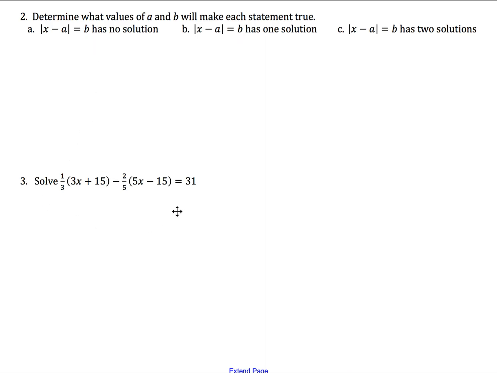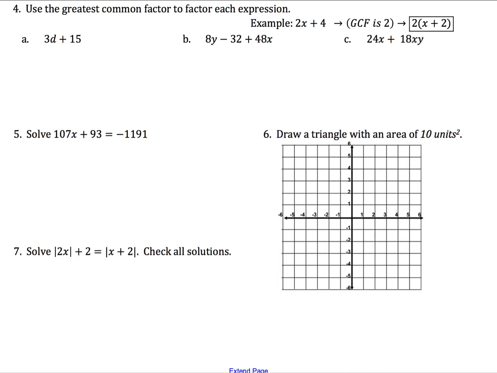Number 3, you get to solve an equation with some fractions in it. Number 4 is doing greatest common factor, and here's an example of it. 2x plus 4, greatest common factor is 2, so we factor out the 2. 2 times x plus 2. Now notice if I distribute this, I'll get back to where I started. 2 times x is 2x, and 2 times 2 is 4. And you're just doing the distributive property backwards, essentially.